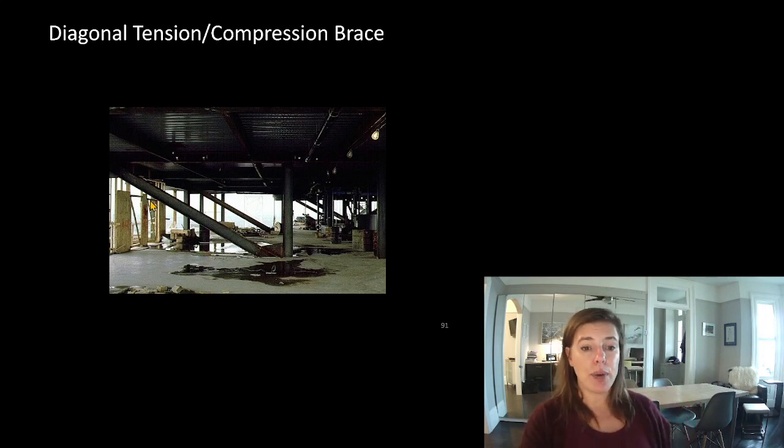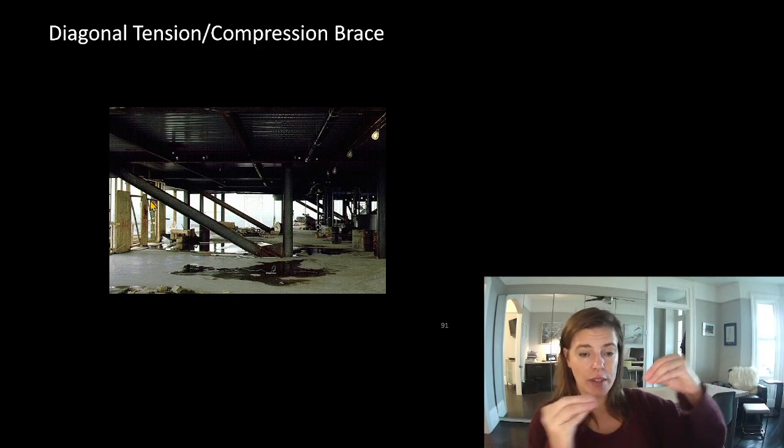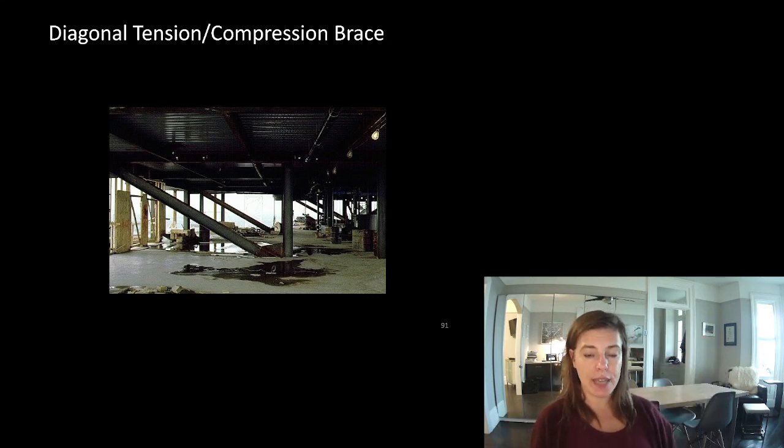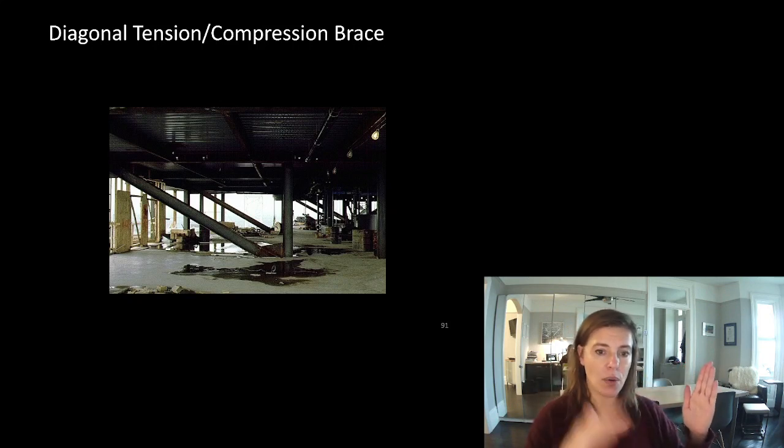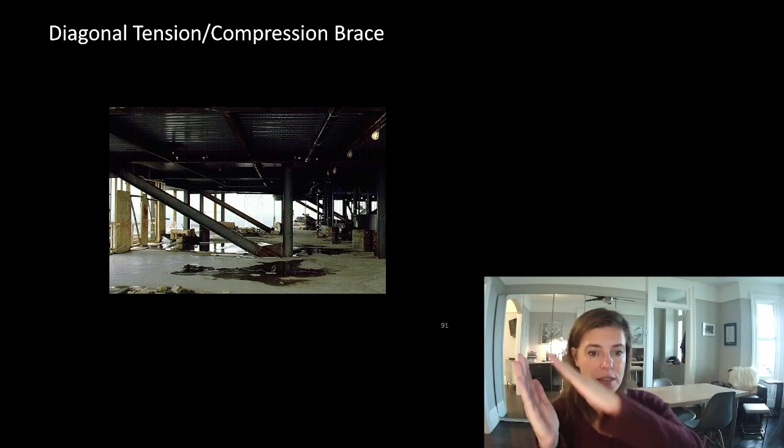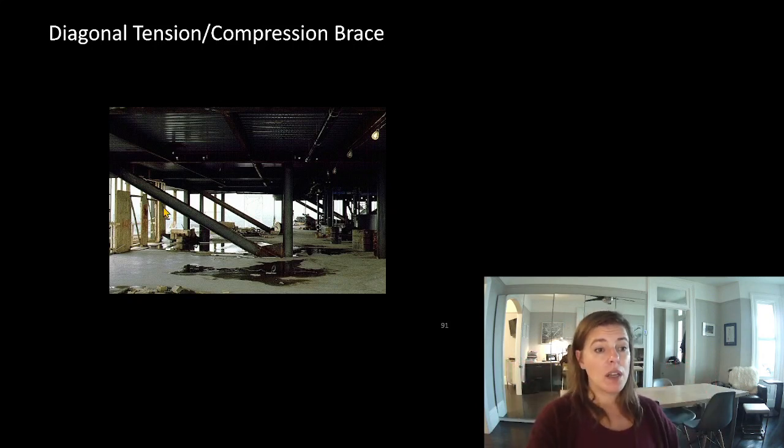So we can have braces that work in tension and compression, or we can have ones that only work in tension. If we have wind going back and forth, with one that works in tension and compression, we only need one member no matter what. If we have something that can only resist tension, then we need a brace to resist the load in that direction, and then we need a brace to resist the load in that direction. So I can tell that this is a tension compression brace because they're going in the same direction and there's only one in that direction, so they must be resisting compression.